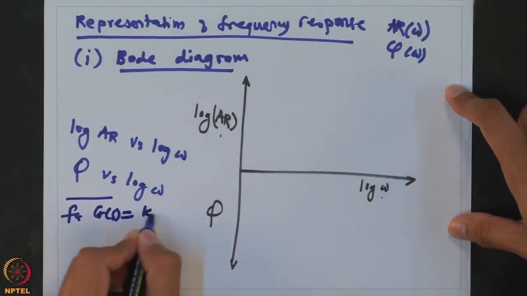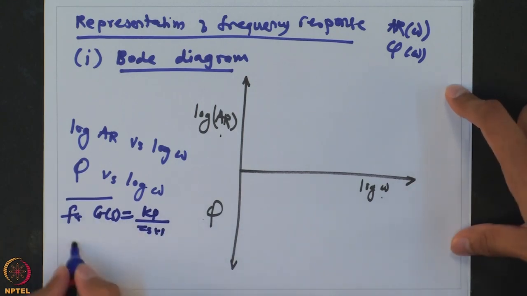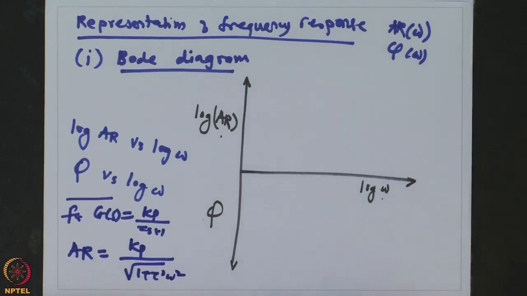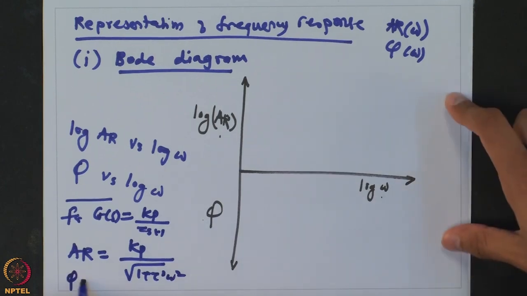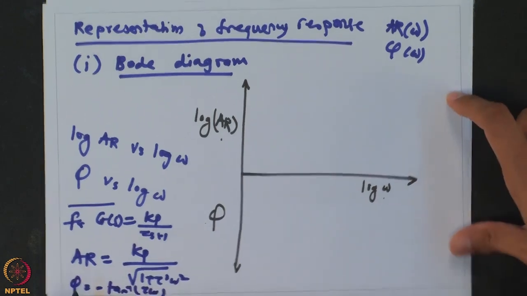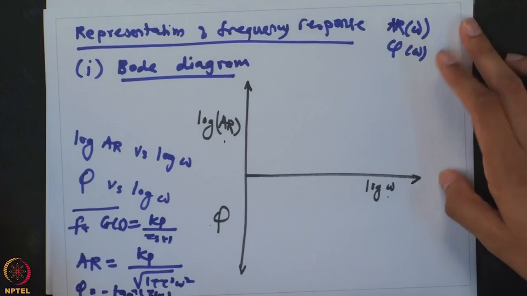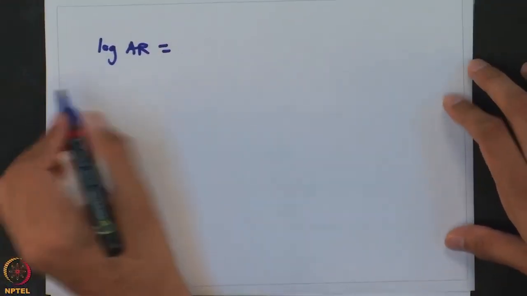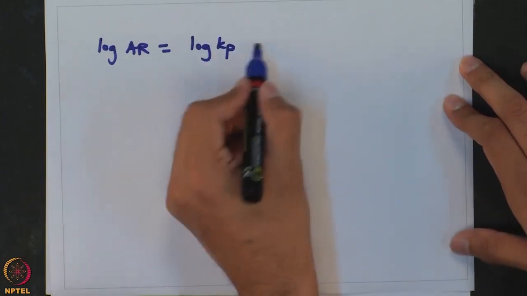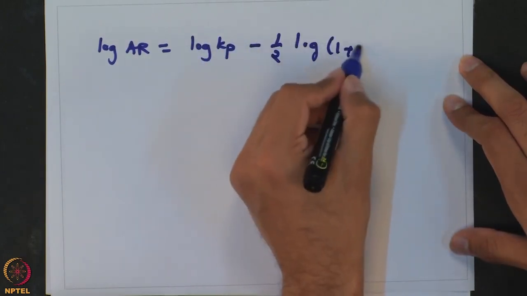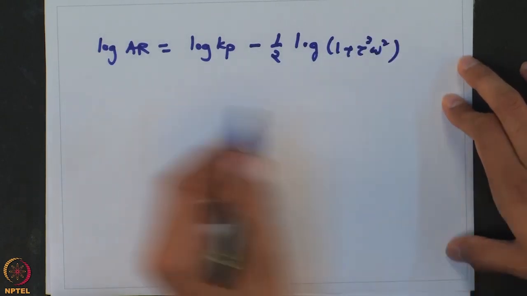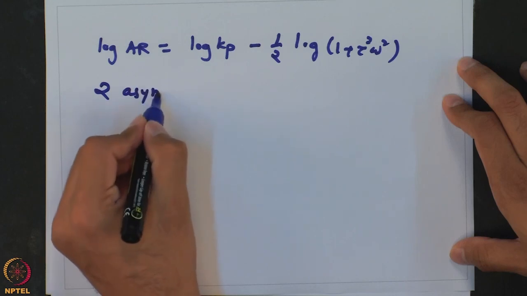For G(s) equal to Kp over (tau s plus 1), our AR is Kp over root of (1 plus tau square omega square), and phi is minus tan inverse tau omega. So let us try to see how the Bode diagram looks here. If we take log of AR, we will have log of Kp minus half of log of (1 plus tau square omega square). Now two asymptotes are possible here.